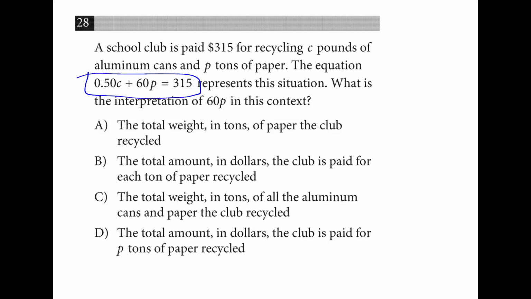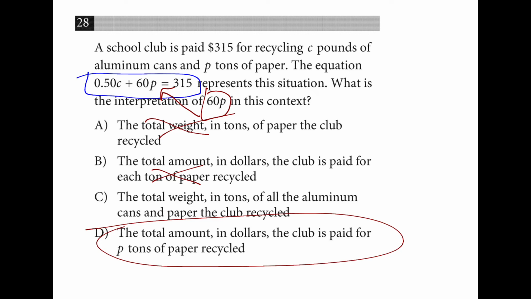If this is our equation for recycling aluminum and paper, 60p tells you how much they got paid for recycling paper, and it appears to be $60 per ton. So it's not the total weight, it's not the amount they're paid per ton, it's the total amount that they're paid for p tons.